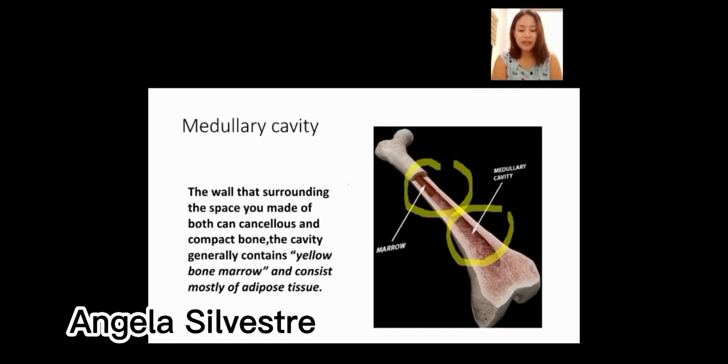The medullary cavity is the space surrounded by the wall that holds both cancellous and compact bone. The cavity generally contains yellow bone marrow. Yellow bone marrow consists mostly of adipose tissue.